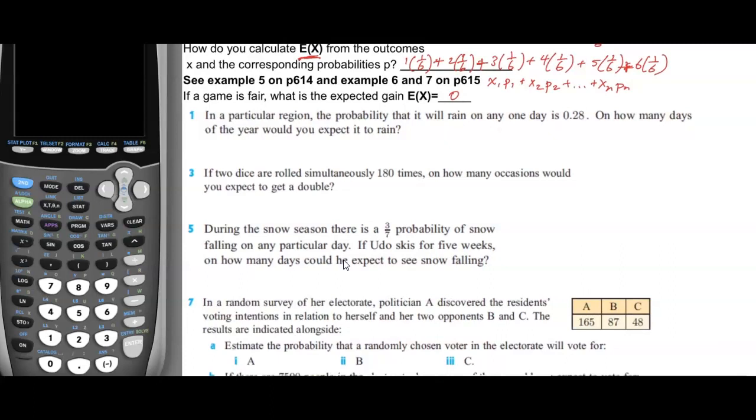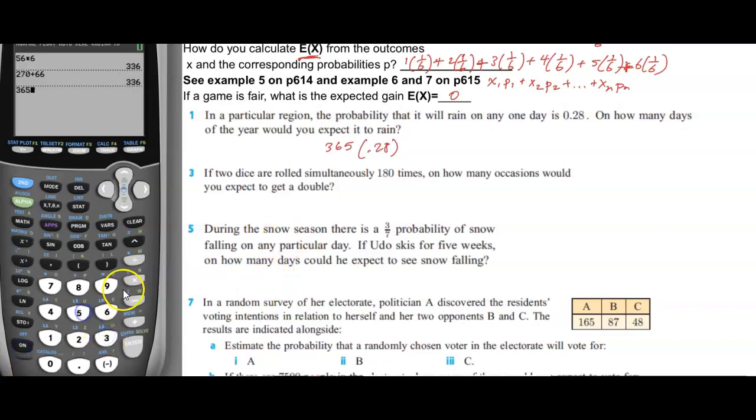In a particular region, the probability that it will rain on any one day is 0.28. On how many days of the year would you expect it to rain? Okay, there's 365 days in a year. I would expect it to rain 0.28 of the 365 days, right? 0.28 times 365 is 102.2 days. Okay.